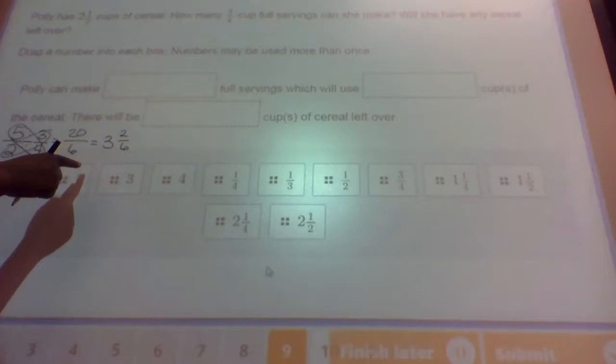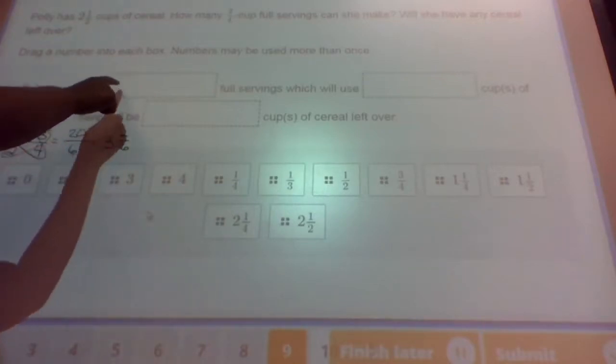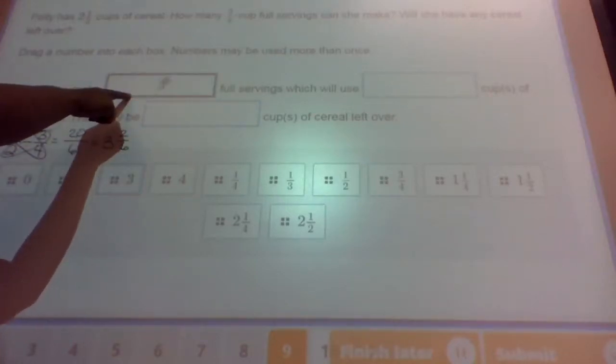All right. So 3 and 2 sixths, right? Because 6 times 3 is 18 plus 2 is 20. So that's 20 sixths, 3 and 2/6. All right. So Polly can make how many full servings? 3. She can make 3 full servings.